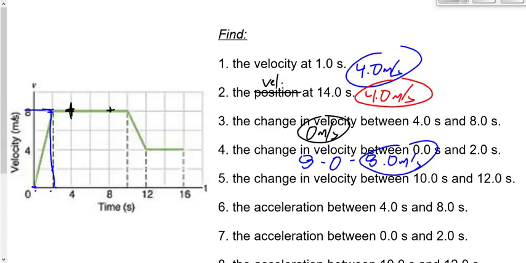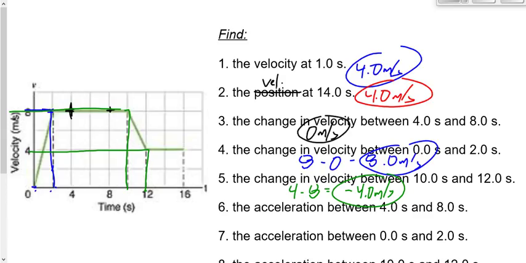What's the change in velocity between 10 and 12? Careful on this one. Between 10 and 12. My initial velocity was 8. My final velocity was 4. 4 minus 8 is, what is it? Yeah, it's not 4, it's negative 4 meters per second. That doesn't mean we're going in the backwards direction or the negative direction. The negative 4 just means what? That we're slowing down.